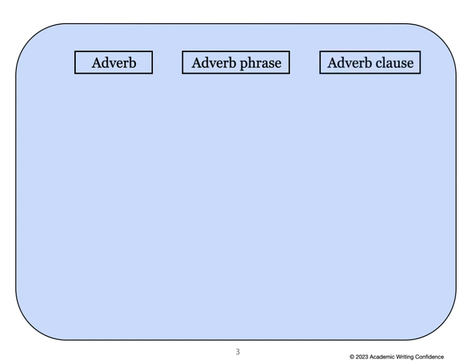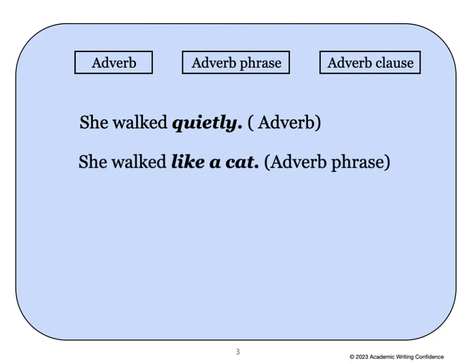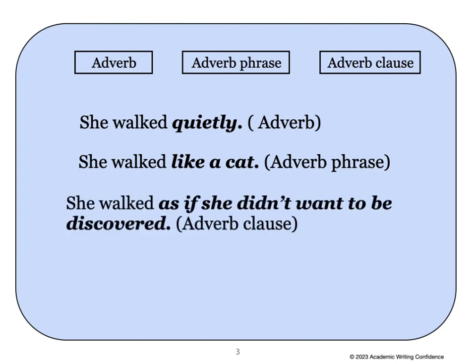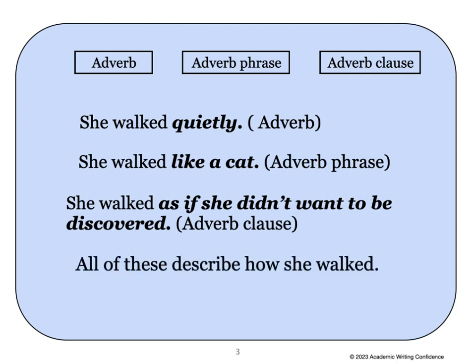Here's an example of a sentence using a single adverb. She walked quietly. Here's an example of an adverb phrase. She walked like a cat. And here's an example of an adverb clause in a sentence. She walked as if she didn't want to be discovered. All of these describe how she walked.